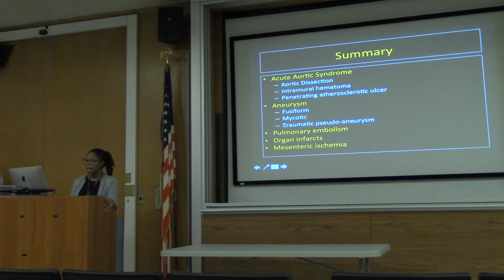And also, we talked about aneurysms. That should be an example of fusiform aneurysms, saccular aneurysms, mycotic aneurysms. We did talk about trauma. And then briefly, I showed you cases of pulmonary embolism, organ infarcts, and mesenteric ischemia.